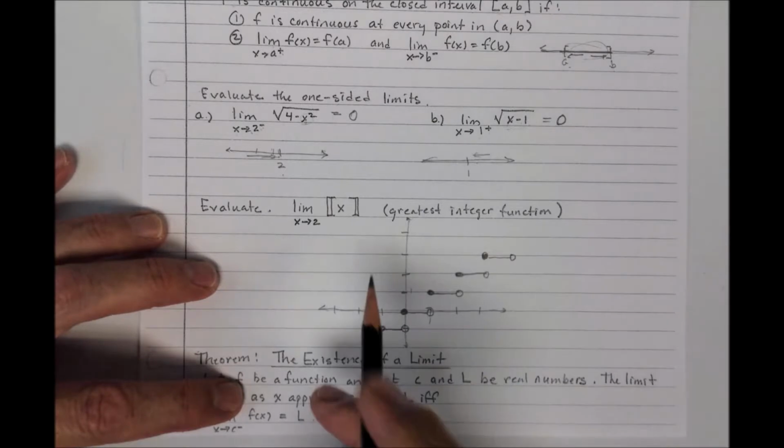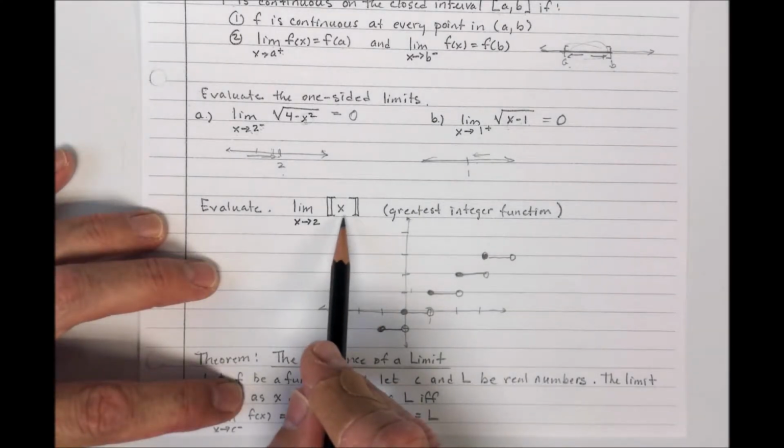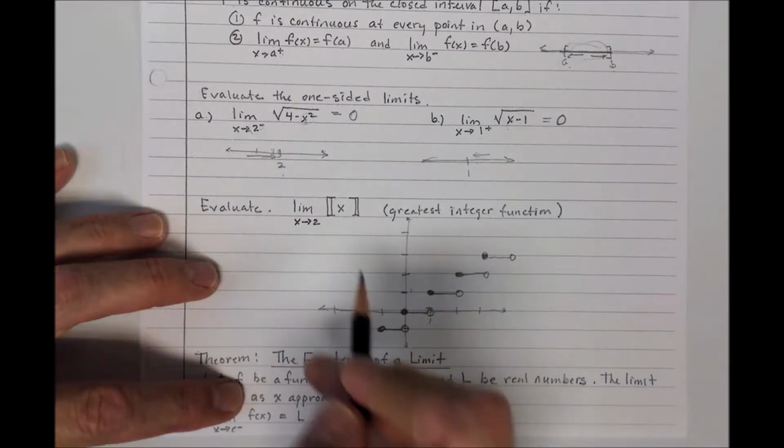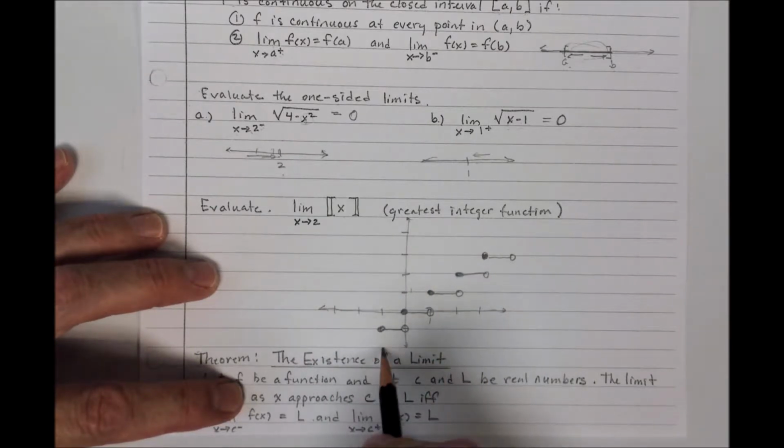Remember that the greatest integer of x is the largest number less than or equal to that value of x, the greatest integer less than or equal to that value of x. So we get this step function, and you can see why it's called a step function. At least I hope you can.